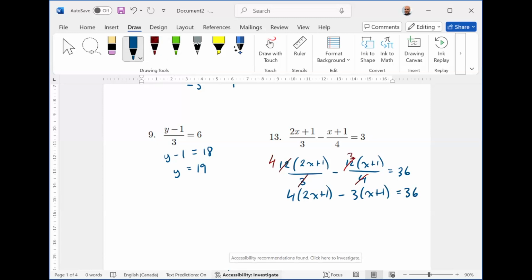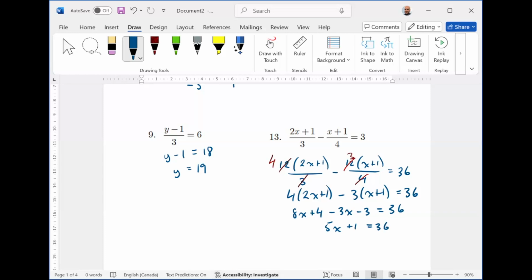So distributive property, 4 multiplied by 2x gives us 8x plus 4. Don't forget, keep the negative sign, right? So there's going to be negative 3x. Negative 3 multiplied by positive 1 gives us negative 3 equals 36. And then we can start collecting like terms. So we've got 8x over here. Negative 3x is going to give us 5x. 4 subtract 3 is going to be positive 1 equals 36.